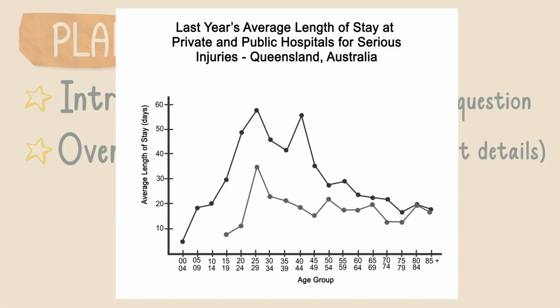Now, what are the general features and trends of this graph? Let's take a look at this graph again. What are the general features? Well, as you can see, public hospital stays were longer than private hospitals across all age groups, right? Except with only one exception, all right?